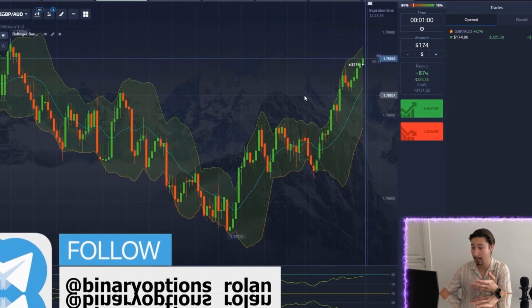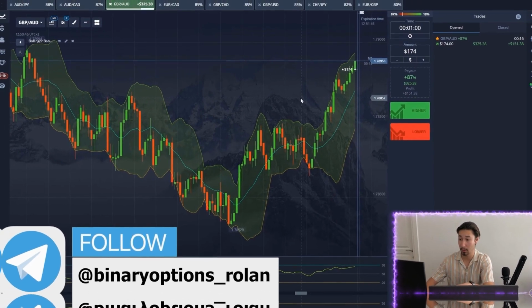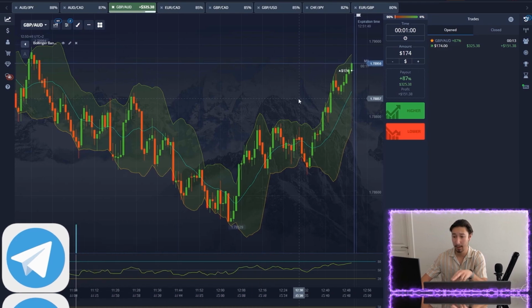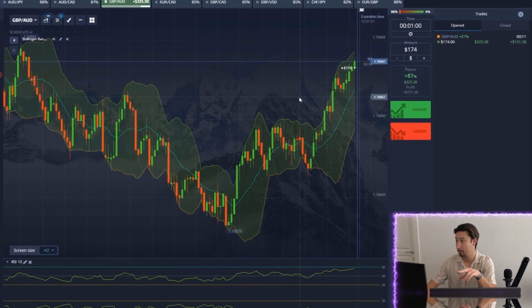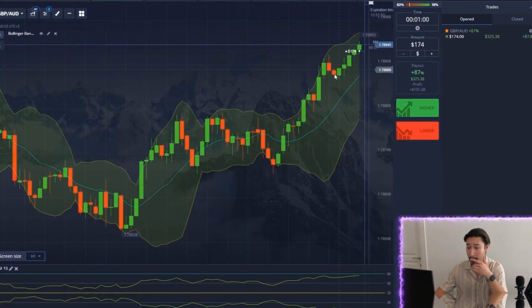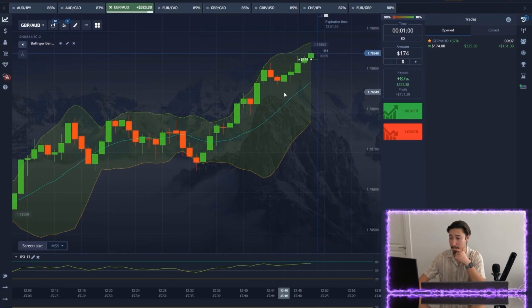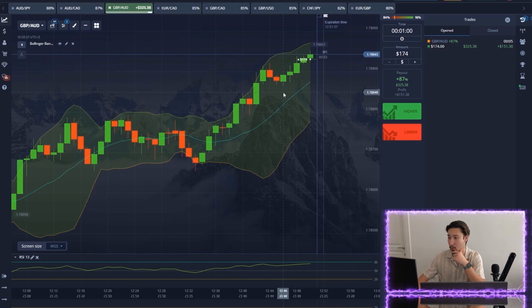So the breakout has already happened. Really good one. Look at this high volatility candle. 11 seconds left before the closing. Let's just watch. Let's just wait.